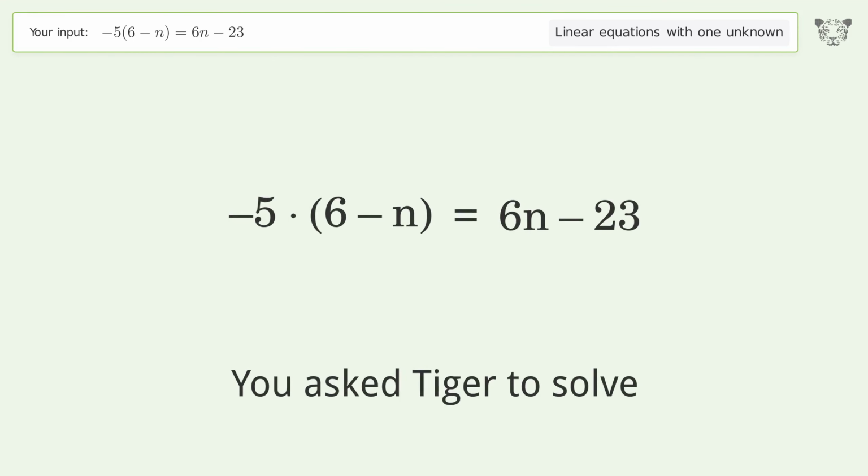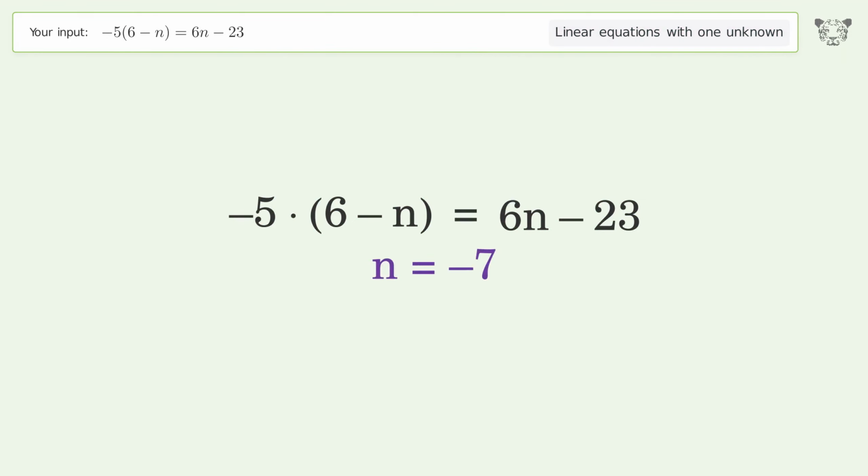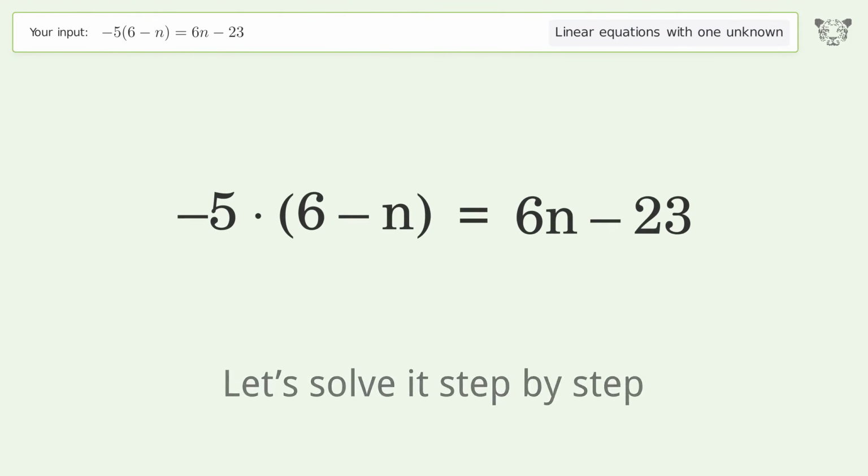You ask Tiger to solve this. This deals with linear equations with one unknown. The final result is n equals -7. Let's solve it step by step.